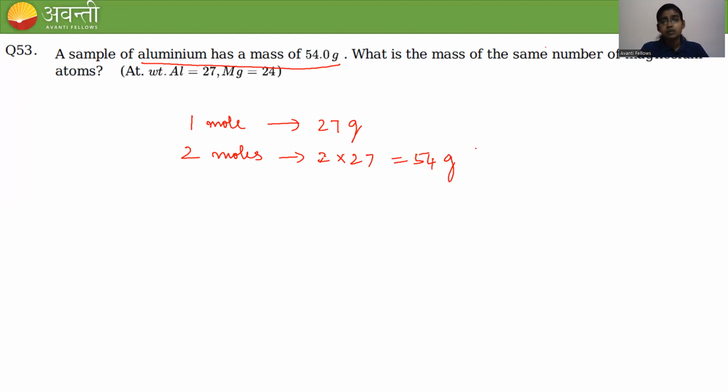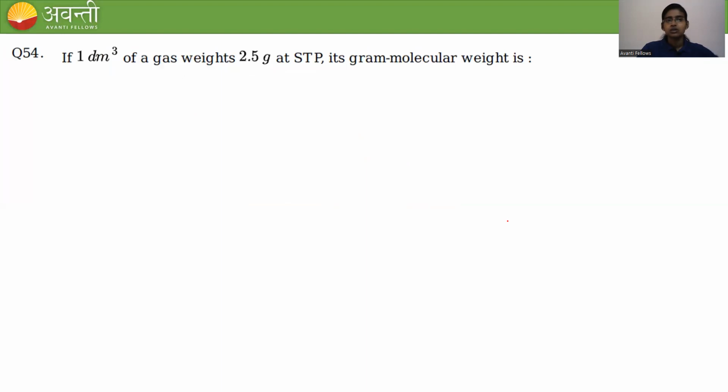Okay. Now what is the mass of the same number of magnesium atoms? So they are asking the number of magnesium atoms at the same moles, that is 2 moles. So 2 moles of magnesium would contain 2 into 24, right? So it is 48 gram. The answer is 48. Okay. Now coming to question number 54. If 1 decimeter cube of a gas weighs 2.5 gram at STP, its gram molecular weight is.